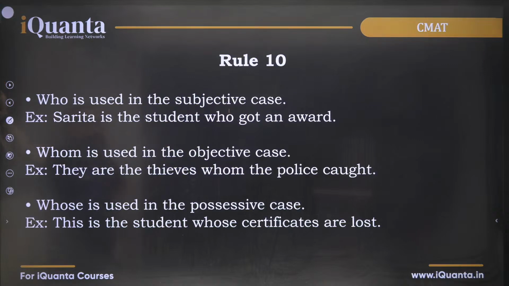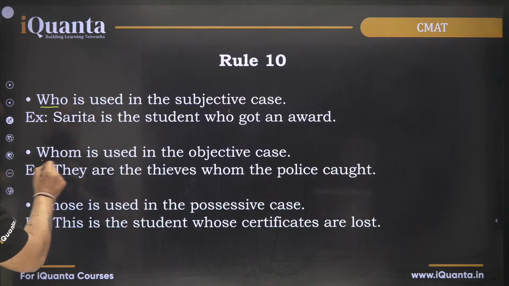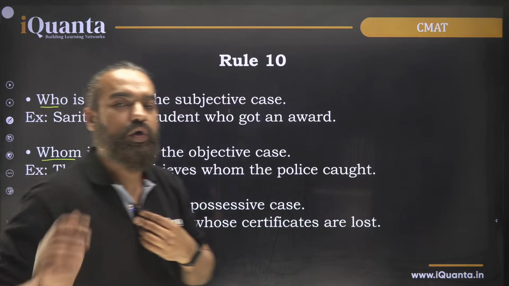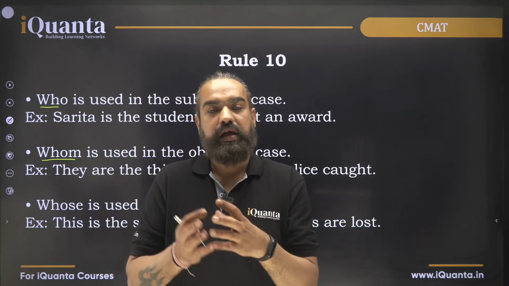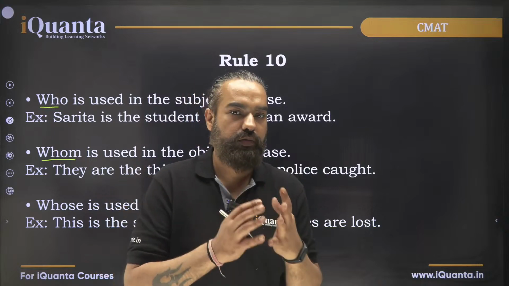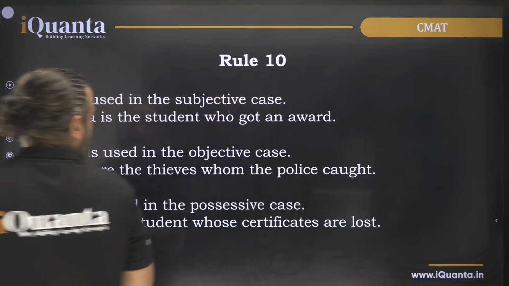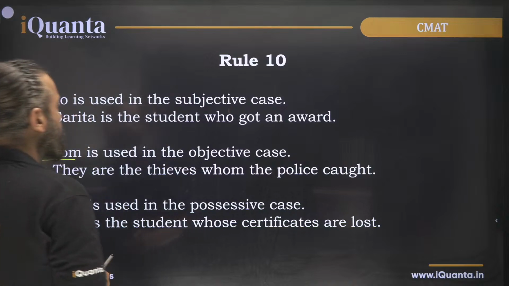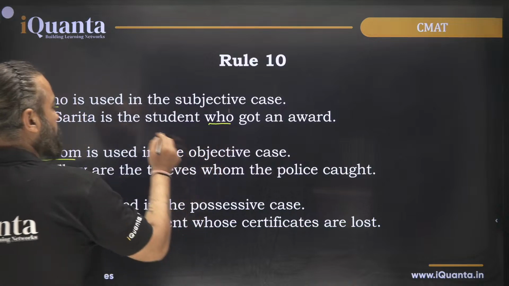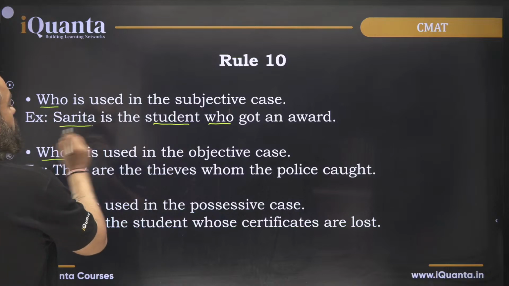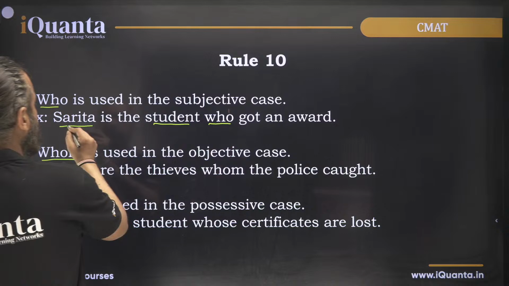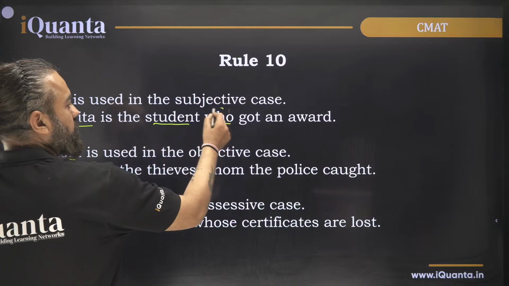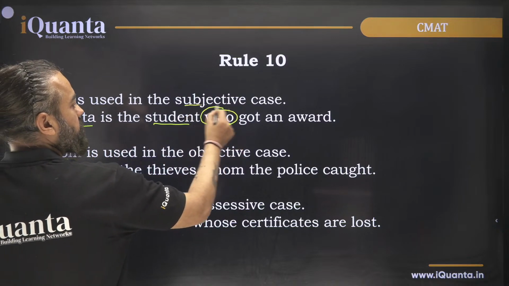Who is used in the subjective case. Whom is used in the objective case. So whenever who is referring to the subject, it is who. If it is referring to the object, it is whom. Let's take an example. Sarita is the student who got an award. Who refers to whom? Student. Since this refers to the subject, I'm using who because it is subjective.